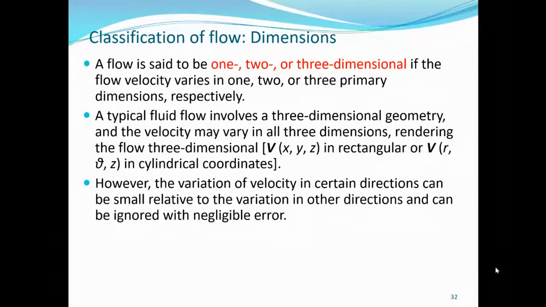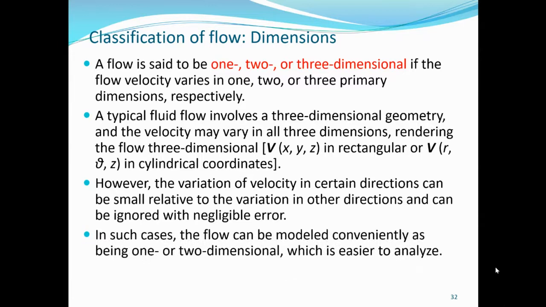However, the variation of velocity in certain directions can be small relative to the variation in other directions and can be ignored, with negligible error. Okay? In such cases, the flow can be modeled conveniently as being one-dimensional or two-dimensional, as the case may be, which is usually easier to analyze because the more the dimensions, the more the complexity of the flow problems, okay?